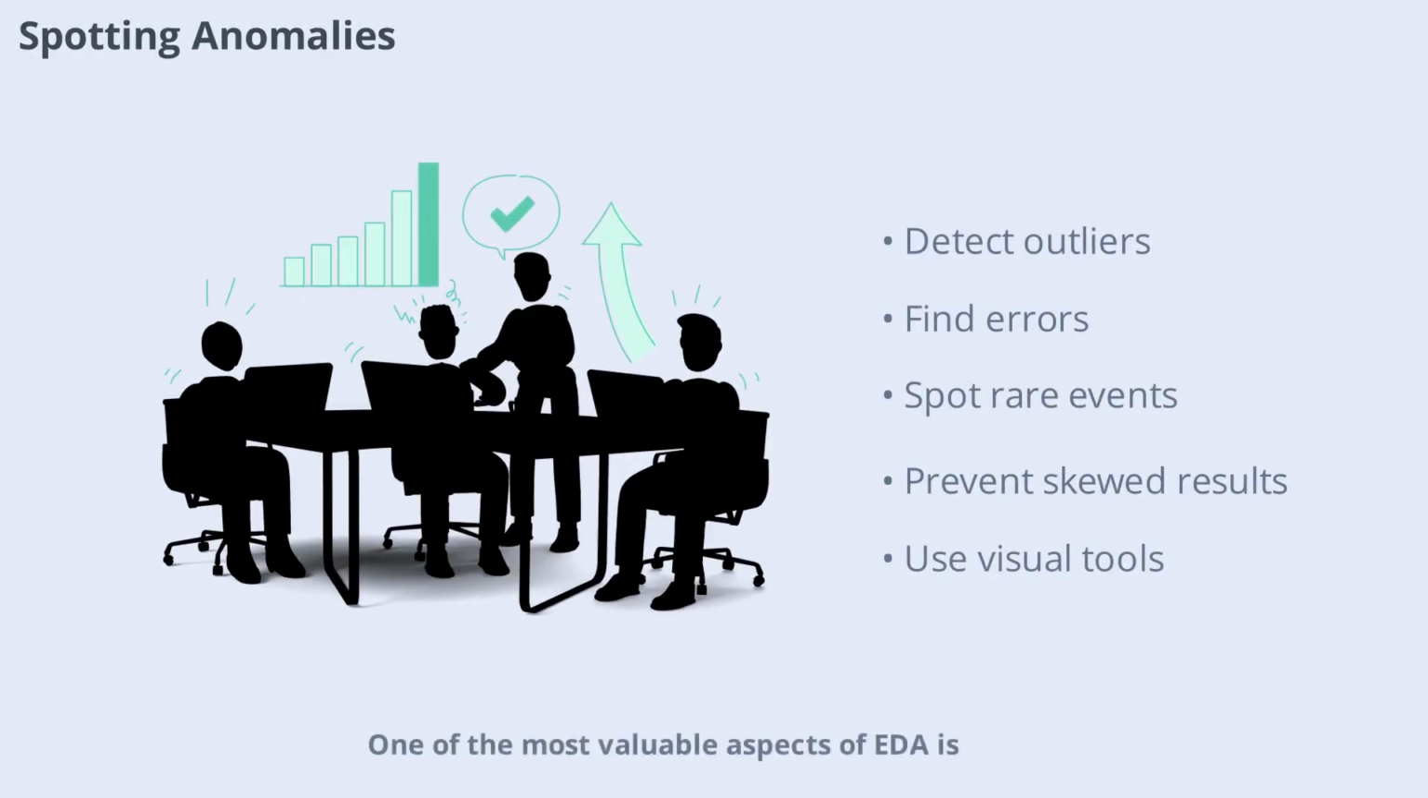One of the most valuable aspects of EDA is spotting anomalies, data points that don't fit the expected pattern. These could be errors, outliers, or rare events. Detecting anomalies early helps prevent them from skewing our analysis or leading us to incorrect conclusions. EDA uses both statistical tests and visual tools to highlight these unusual cases.